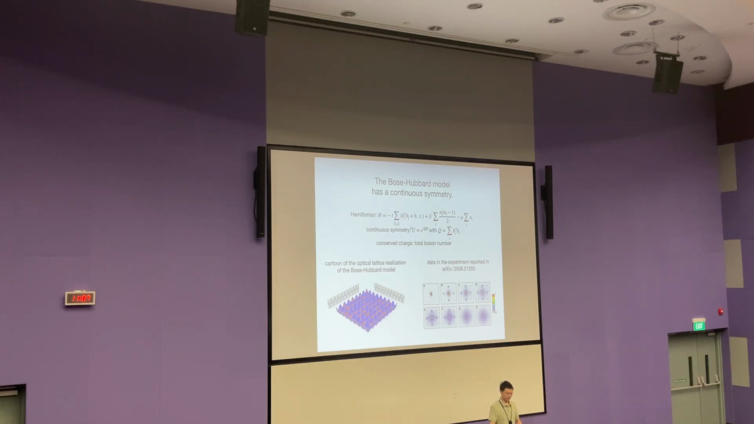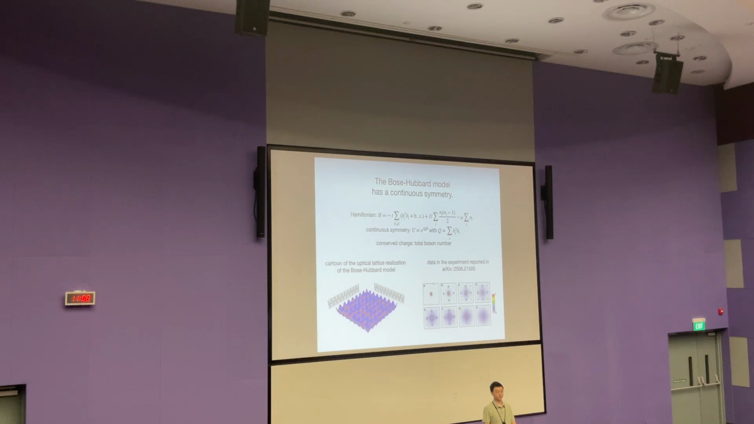I want to emphasize the total particle number is conserved, but the individual particle number at each site is not conserved. This should be reasonable because the bosons can hop between different sites. So the number of bosons at each site should not be conserved, but the total number of bosons is conserved.